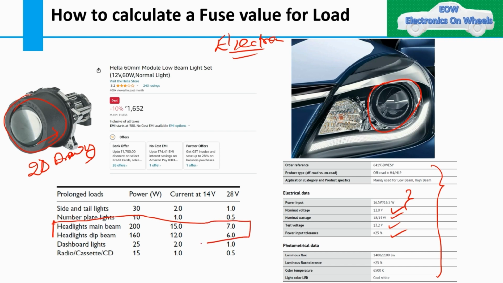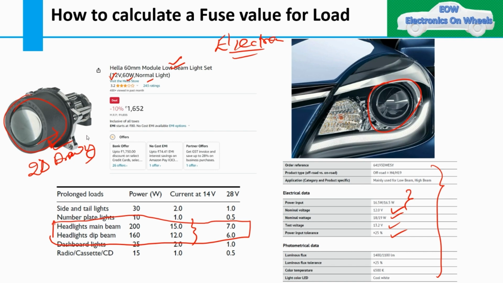Okay, so here I will not take this particular value, I will take the real value. The real value is the HELLA 60 module low beam light. This is the value: the 12 volt 60 watt normal light. Okay, so this is the headlamp which we are using in our car.